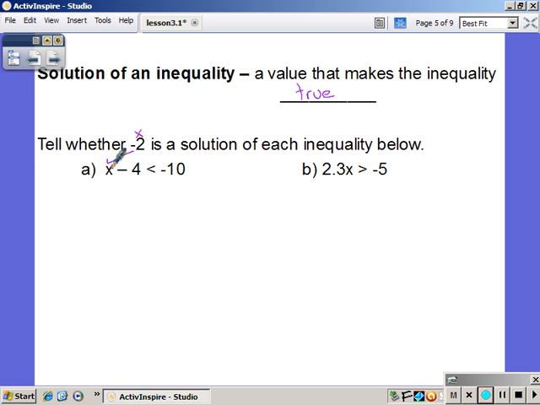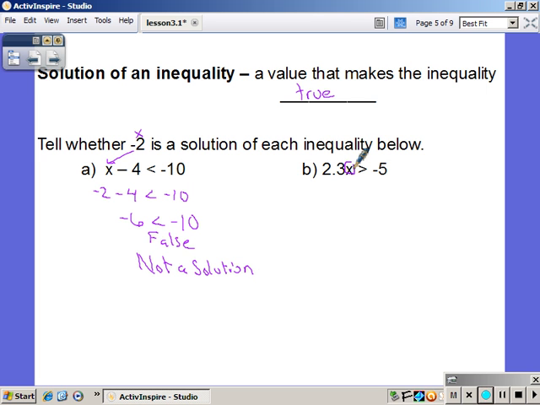So if I plug negative 2 in for x, I'd have negative 2 minus 4. Negative 2 minus 4 is negative 6. Is negative 6 less than negative 10? No, it is not. That is a false statement, which means negative 2 is not a solution. True statement, it is a solution. False statement, not a solution.